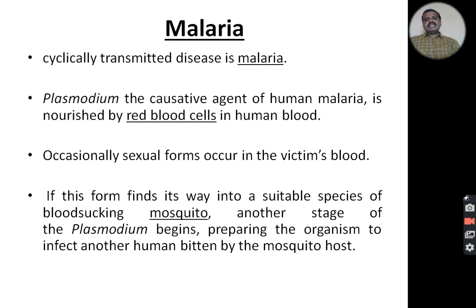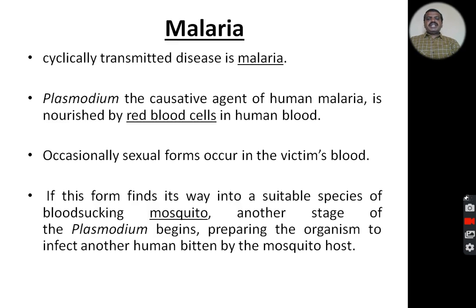Malaria is a cyclically transmitted disease through the mosquito, and the intermediate host is man. Plasmodium is the causative agent of human malaria. It is nourished by the red blood cells in human blood. Usually the sexual forms are formed in the body of the vector, the mosquito. Very occasionally these sexual forms can also be seen in the victim's blood.